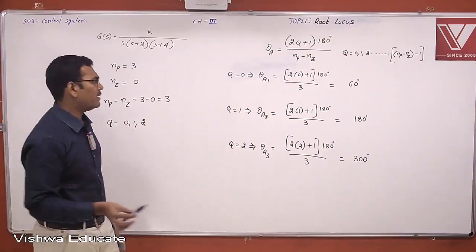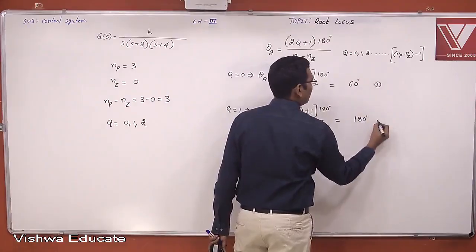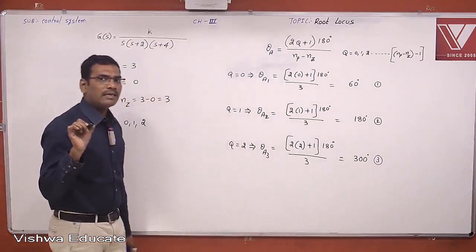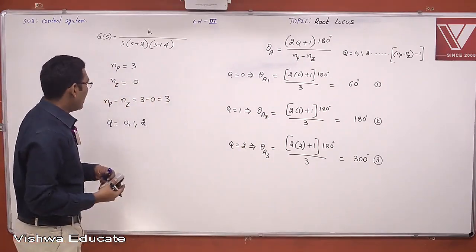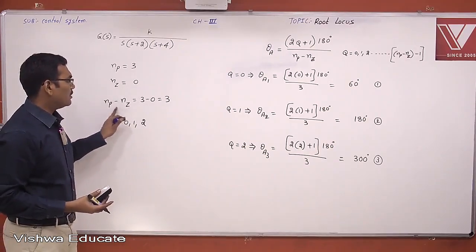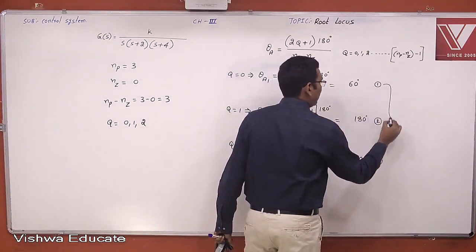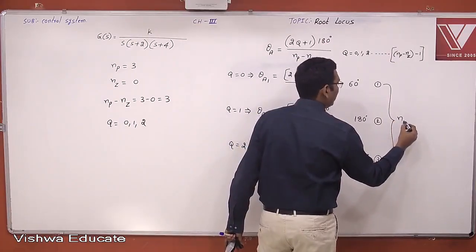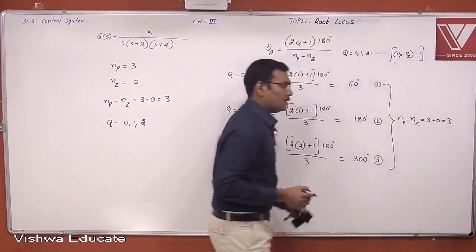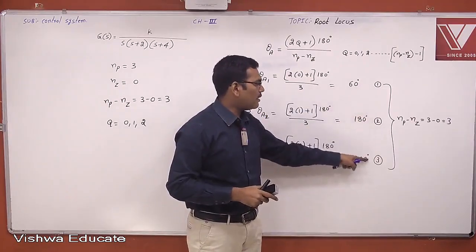Total how many angles of asymptote are there? 1, 2, 3. This is the first angle of asymptote, second angle of asymptote, third angle of asymptote. The total number of angles of asymptotes is the difference between poles and zeros. The difference between poles and zeros is 3. Therefore, there are 3 angles of asymptotes.